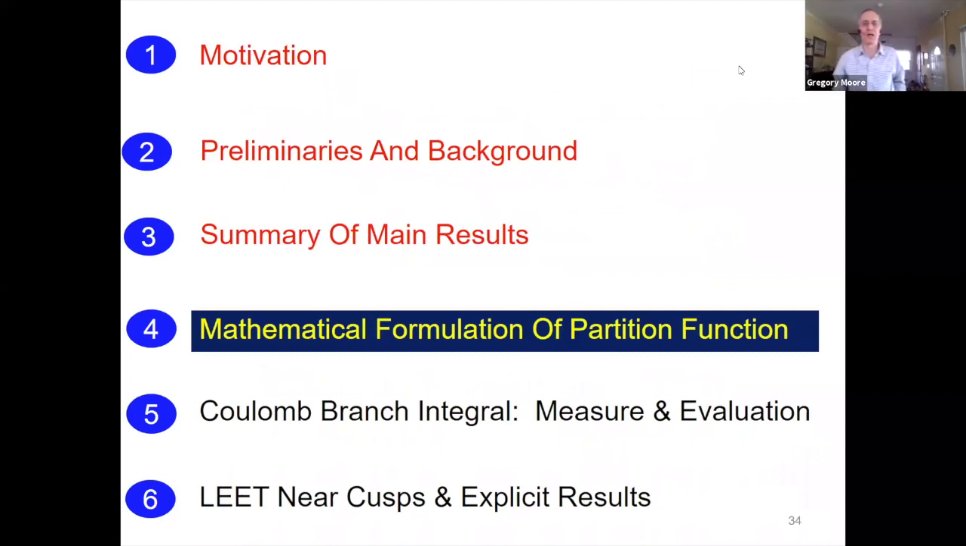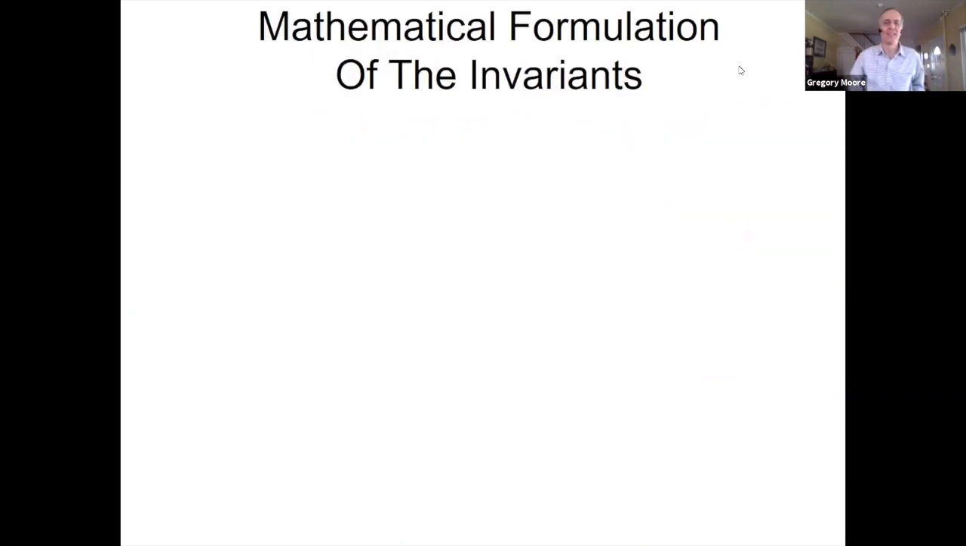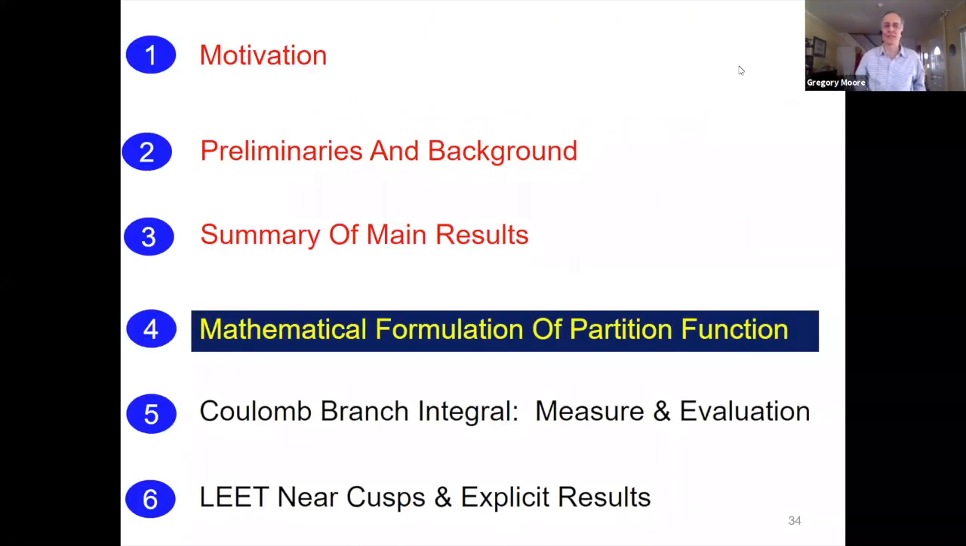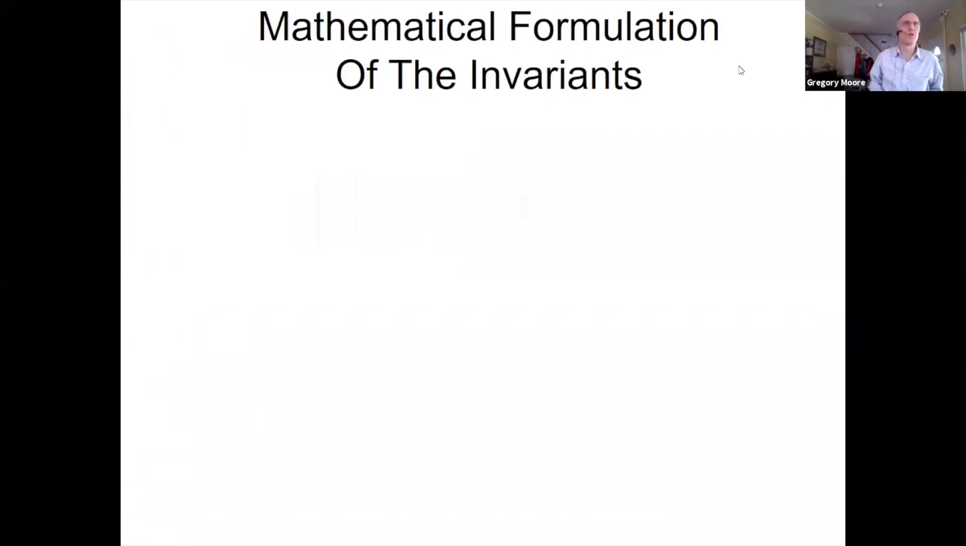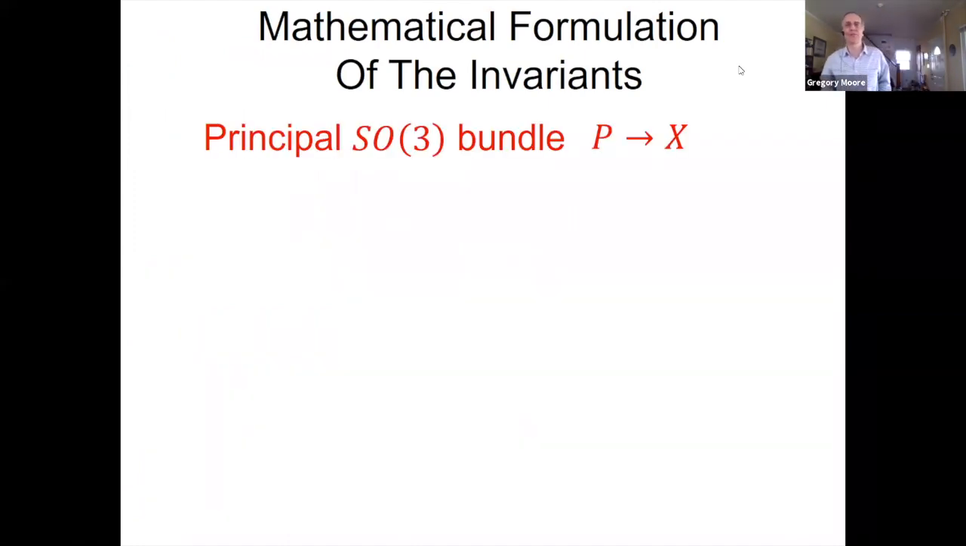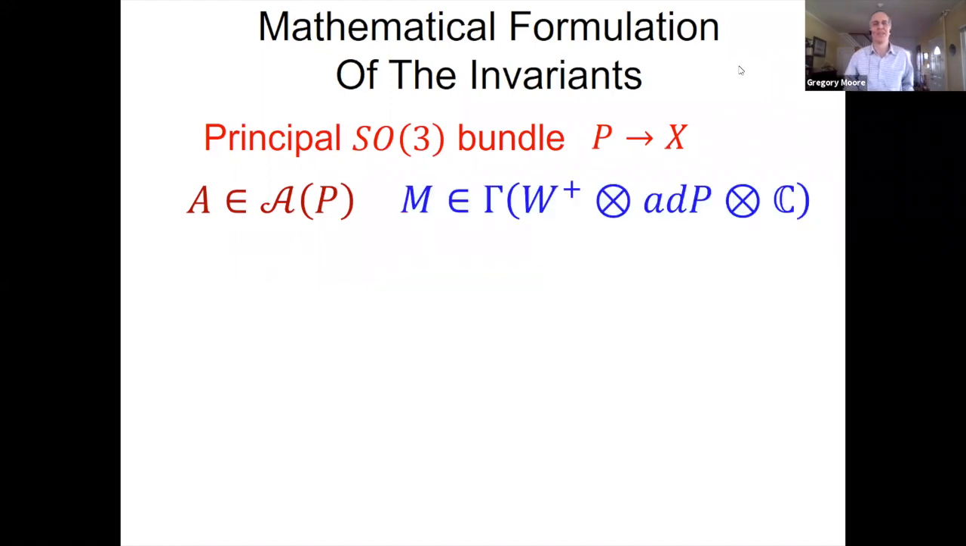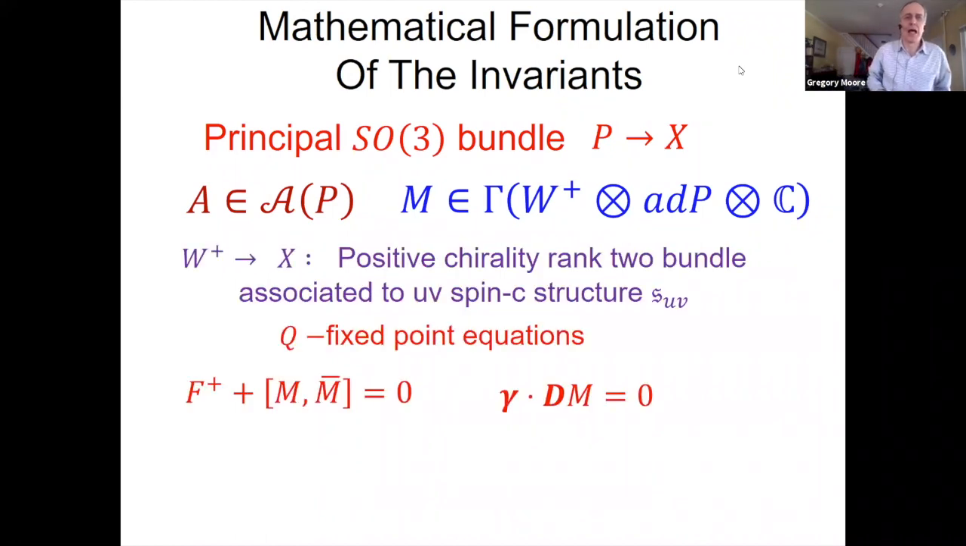All right. So I want to say something about a more precise mathematical formulation of the partition function. So what does it look like to a mathematician? We start with a principal SO(3) bundle, and our fields are a connection on the SO(3) bundle, and I'll call it a monopole field, which is chiral spinor valued, adjoint valued and complex. And so then the Q fixed point equations look like this.